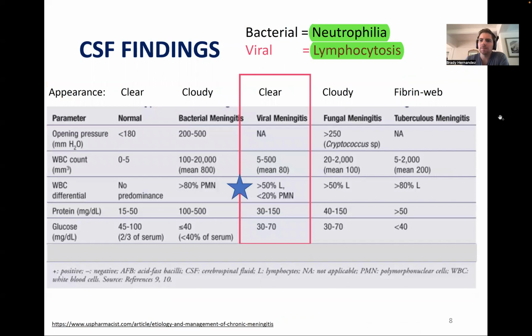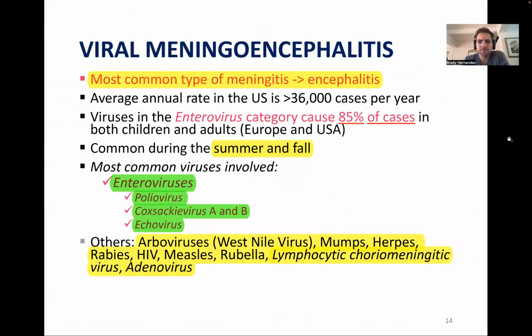Let's see, okay. Right, and again, you're not gonna get a decrease in glucose. The reason you get a decrease in glucose in bacterial infections is because bacteria eat the glucose to survive. You're not gonna see that in viral meningitis, okay? Also, you're gonna see lymphocytes instead of neutrophils. So the lymphocytes are gonna be elevated versus the neutrophils. Big ones here, these enteroviruses: polio, Coxsackie, and echovirus. Those are the most common causes of viral meningitis, okay?